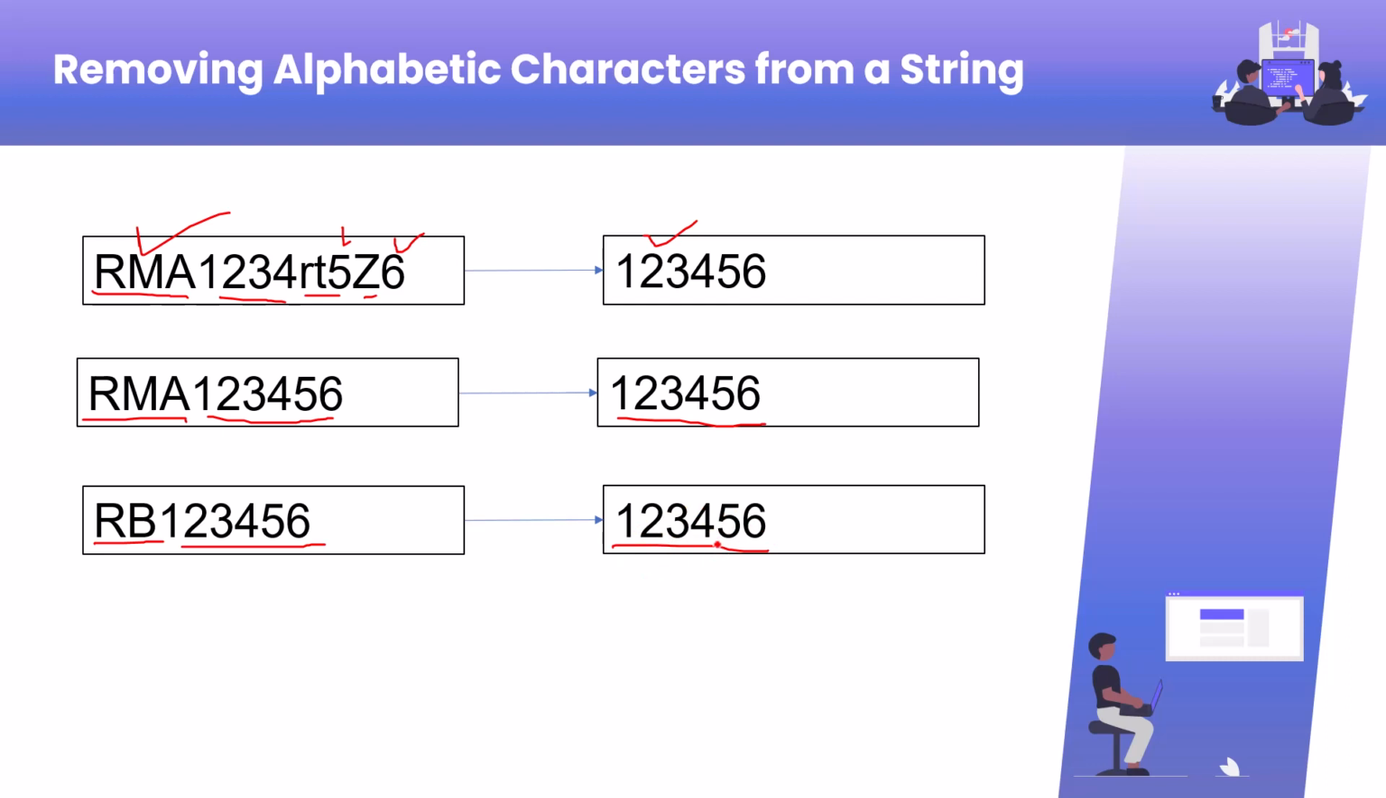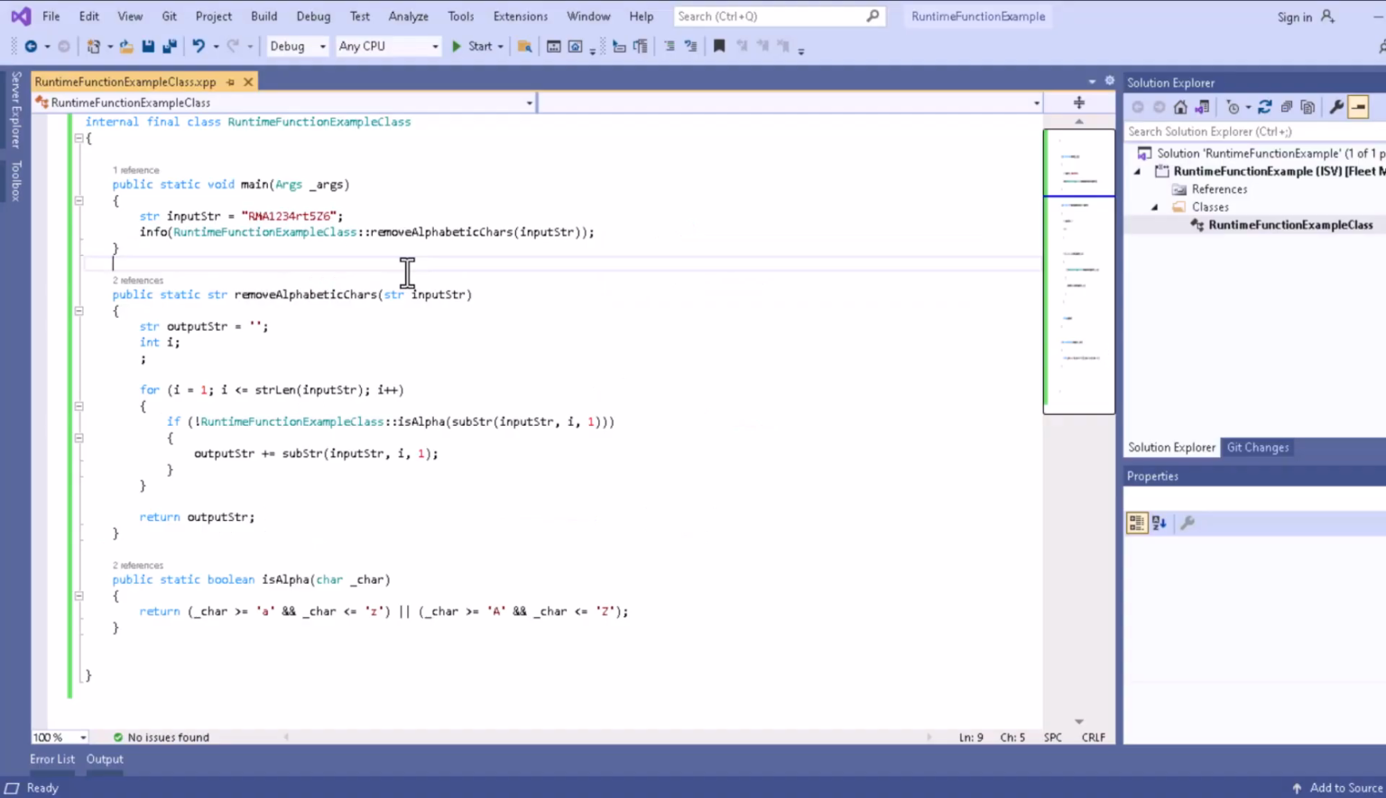So how can we implement that? Let's discuss it. As you can see, we are inside our VM and we have a main method, or main function, present over here, and we have an input string like RMA 1 2 3 4 RT 5 Z 6, and we have a remove alphabetic characters function. We have created this as a static one so that we can call it through the class name directly. We are using removeAlphabeticCharacters in this main method, calling the function through the class name with our input string.